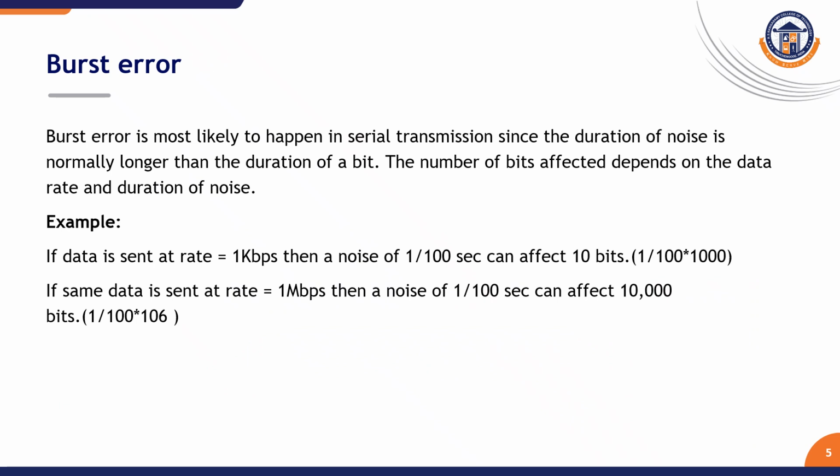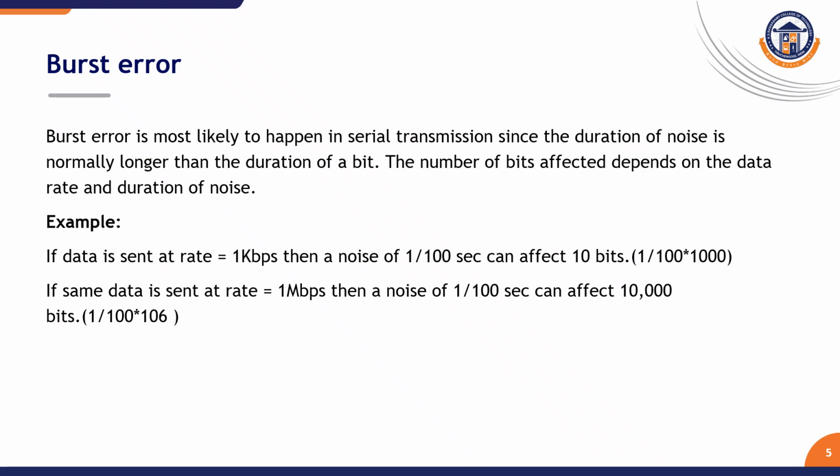What is a burst error, or multiple errors? Burst errors, or multiple errors, are most likely to happen in a serial transmission, since the duration of noise is normally longer than the duration of a bit. As we discussed, if the noise is longer than 1 microsecond, then there is a chance of burst errors. That means multiple bits can be changed. The number of bits affected depends upon the data rate and the duration of the noise.